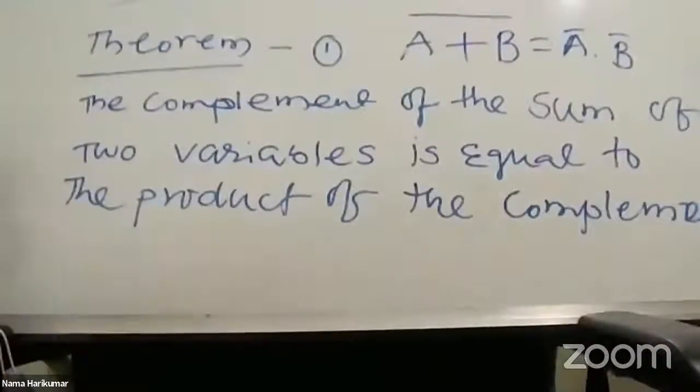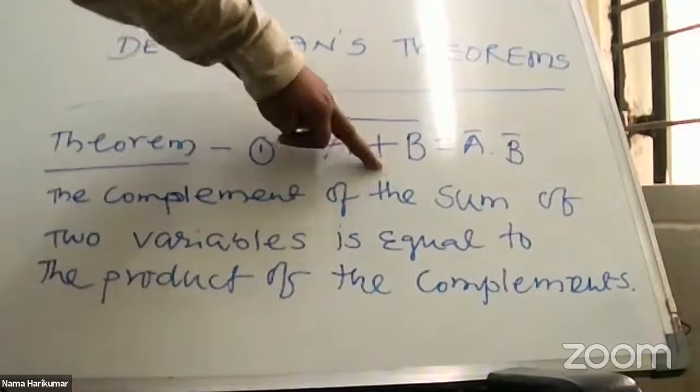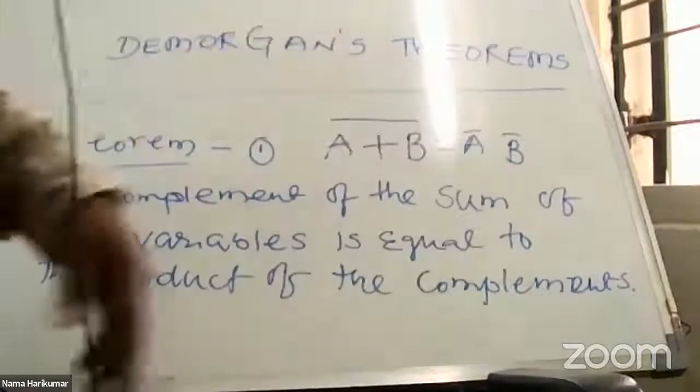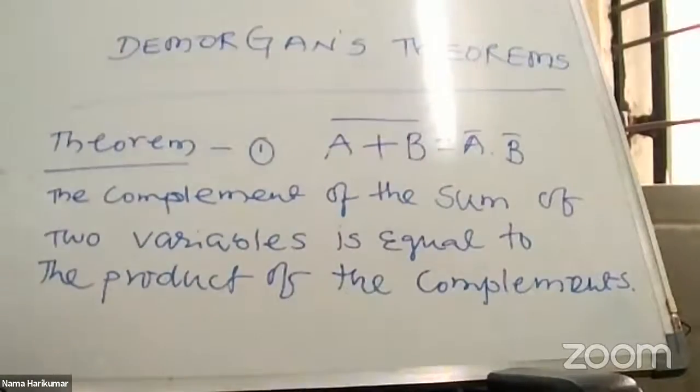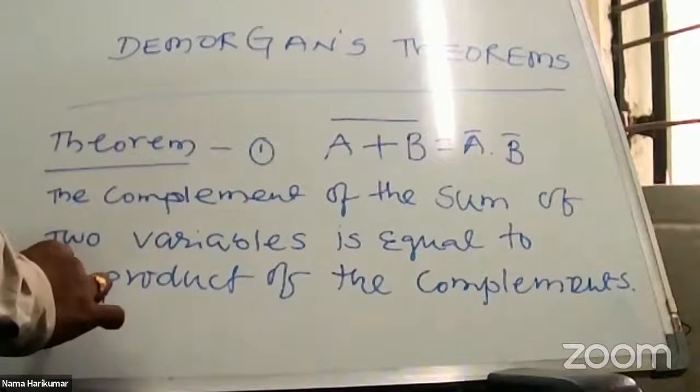In the De Morgan first theorem, we have to prove that A plus B whole bar equals A bar dot B bar. Once again, the statement of our De Morgan first theorem: the complement of the sum of two variables is equal to the product of the individual complements. So that is De Morgan's theorem. Next is the proof.